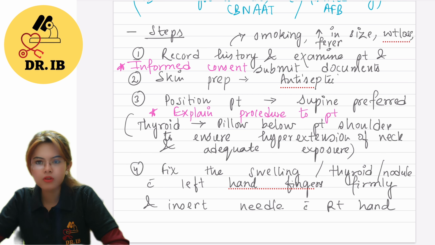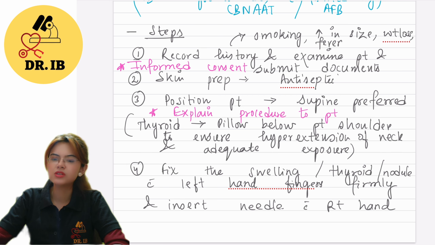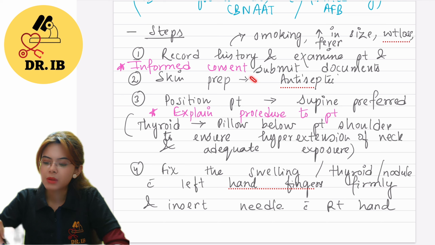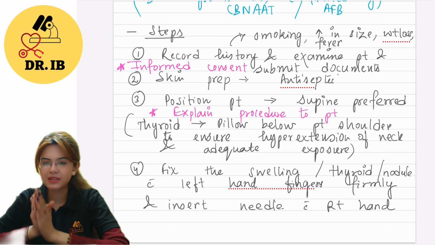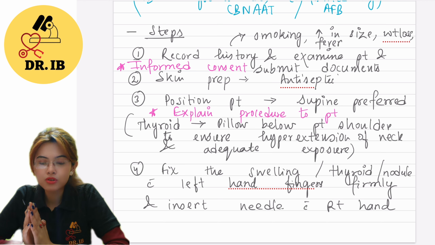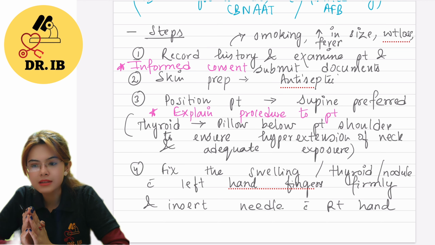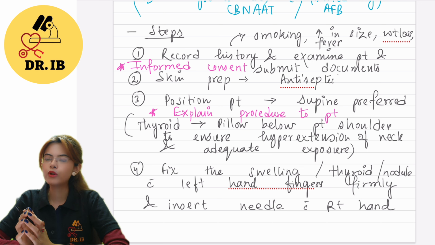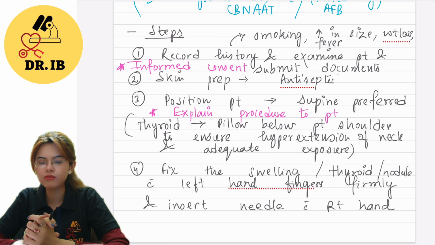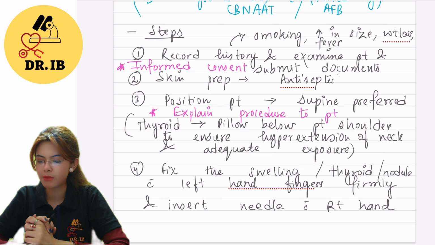So make the patient lie down. Supine position is the usually preferred position. Skin preparation is done using an antiseptic, and then you have to explain the procedure. Please talk to the patient, explain the procedure, take consent, make the patient comfortable. Okay, these are the important things that when you practice, if you have this kind of approach, you will be a better practicing pathologist.